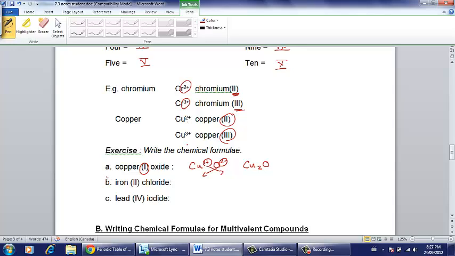Pause the video now and practice B and C on your own. Okay, iron 2 chloride would be FeCl2, and lead 4 bromide would be PbBr4.